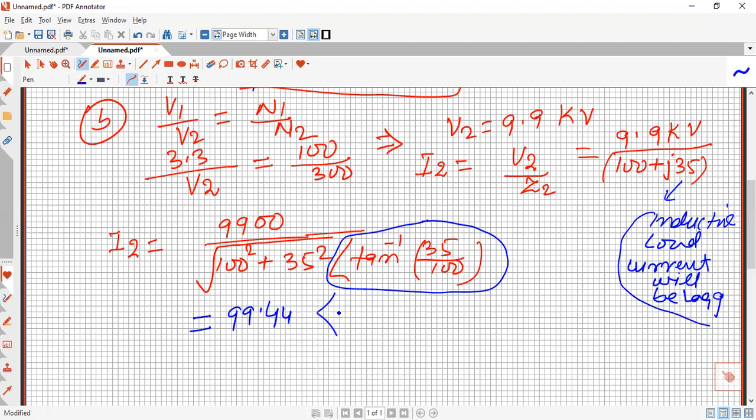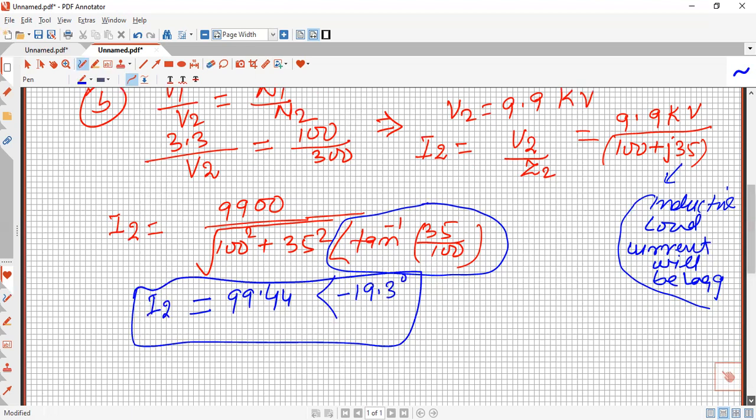So if it goes upside, we bring it upside, it will be 19.3 degrees. So I2 current will be this much, its magnitude is 99.44, but lagging with respect to voltage by 19.3 degrees. Negative angle means lagging. Now we have to find out the value of the primary current also.